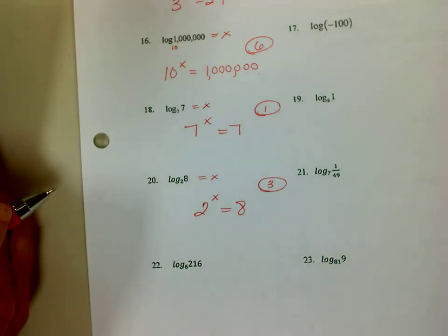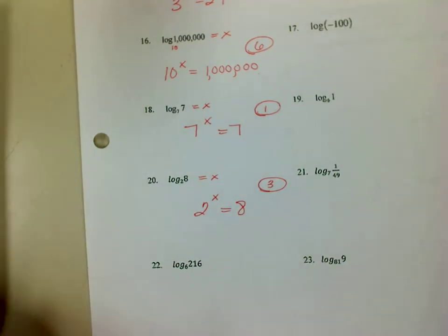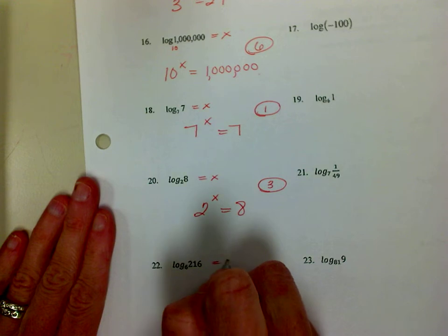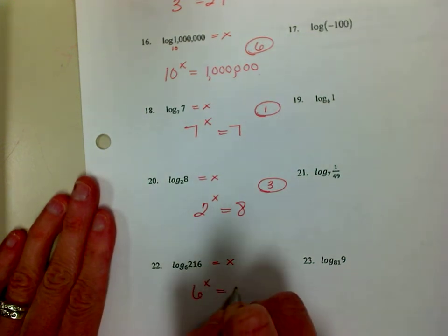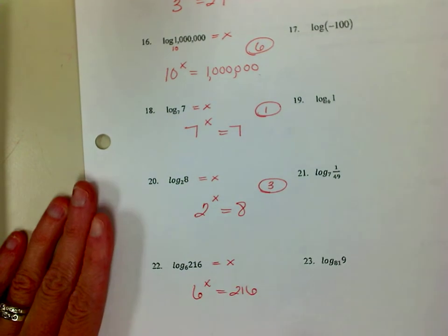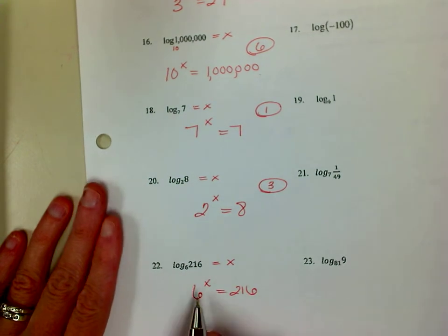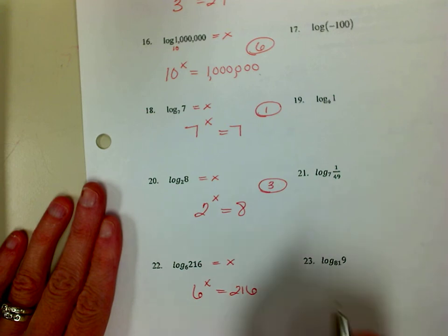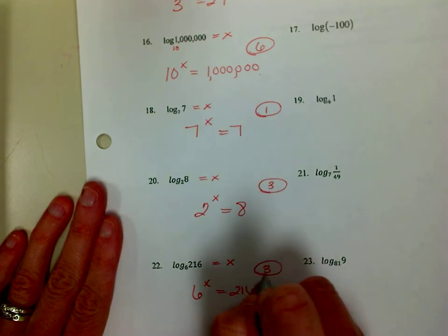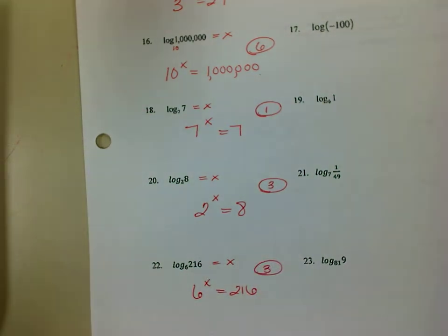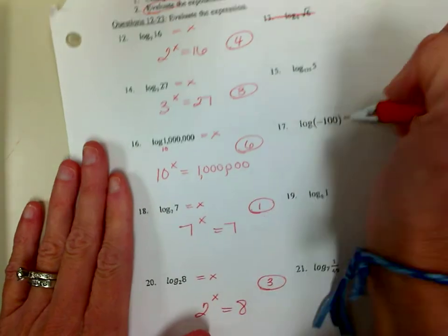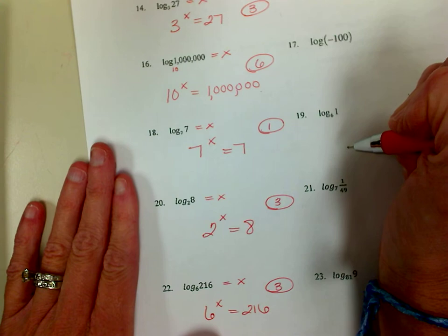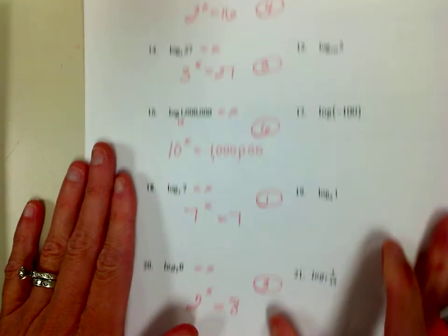Okay, the next one. Again, I don't know what it's equal to, so I'm going to say it's x. So 6 to what power is 216? If you look at your blue paper, it should say 6 to the third power is 216, so your answer is 3. Okay, those are the easy ones. Okay, so I'm going to cross off 13, and I'm going to cross off, that's it.